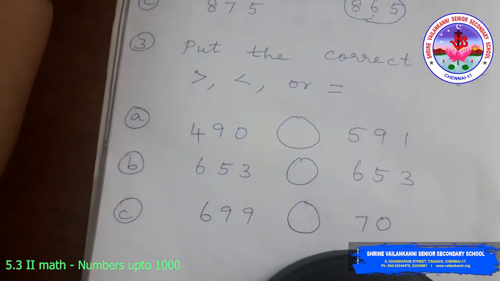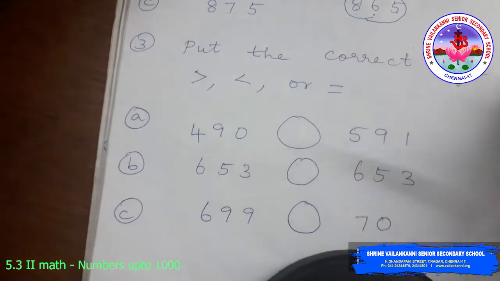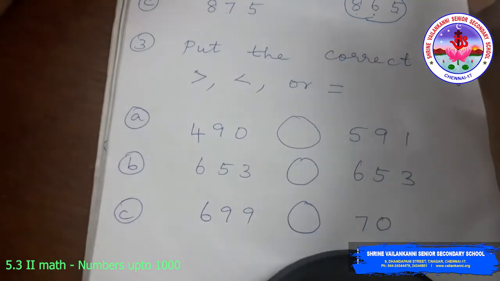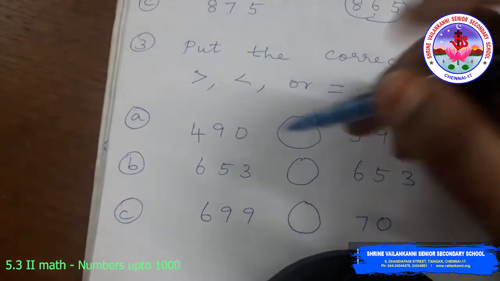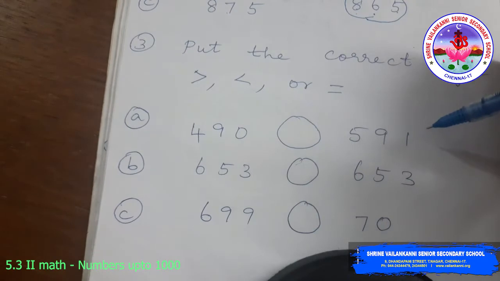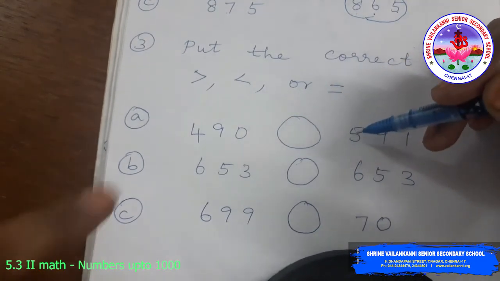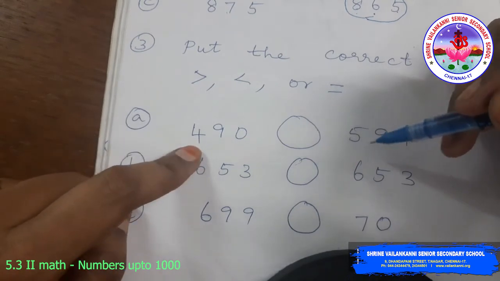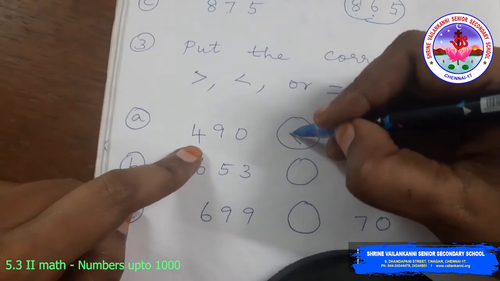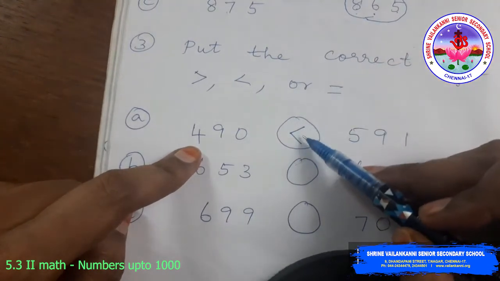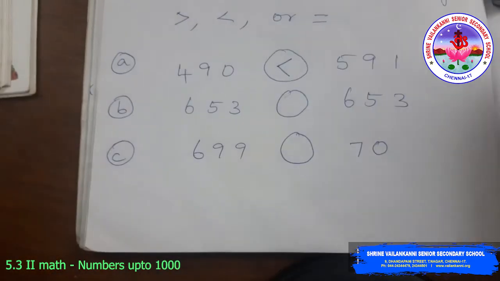Now we'll do the third sum. Just put the correct sign, greater than, less than or equal to. The same concept only. You're going to compare the same way, but you're going to use the symbol here. 490 and 591. Number of digits, same. Now compare the hundreds digit, 5 and 4. So 5 is greater. So put this symbol. The crocodile mouth will open to the greater number.